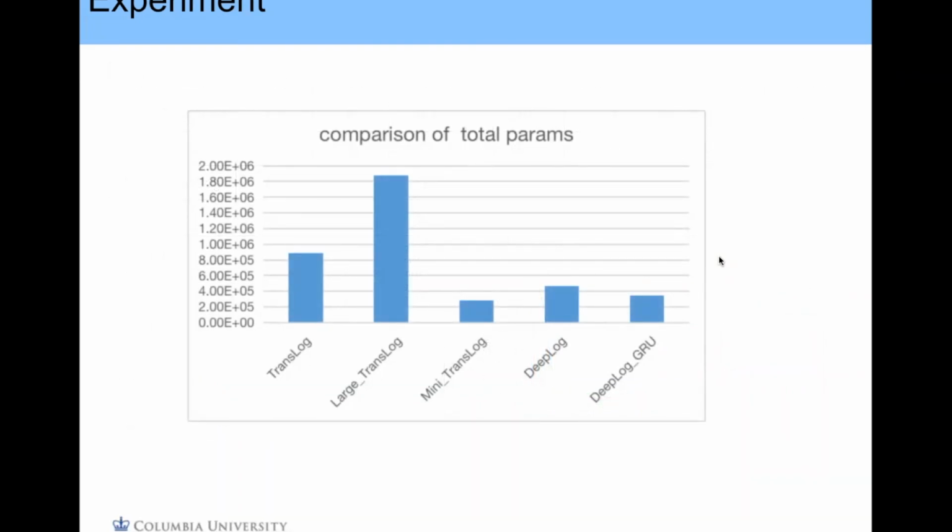Although the performance of TransLog is better in all comparisons, the parameter comparison shows that TransLog has more parameters than the DeepLog model. So the DeepLog model is more efficient on platforms with lower arithmetic power.